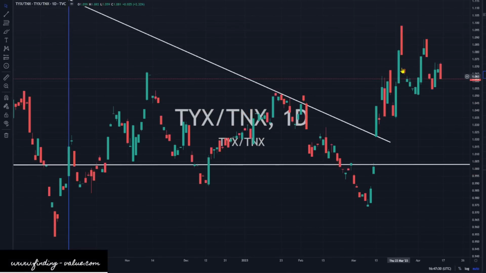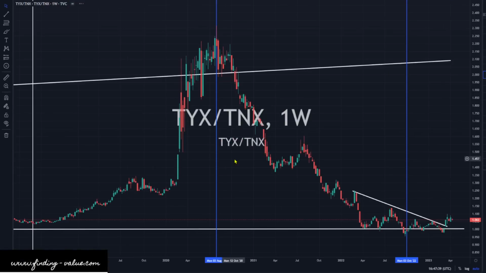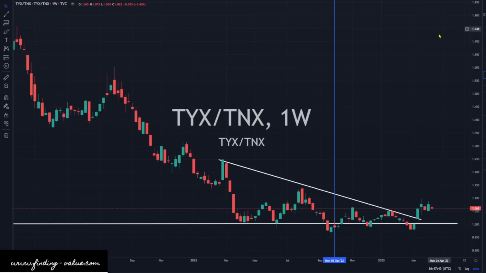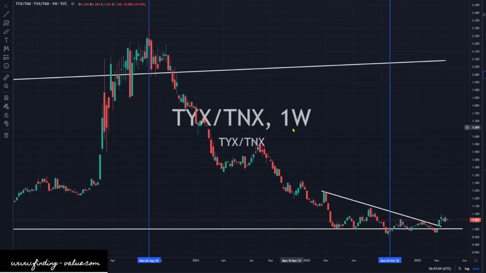So let me get the gold out of there. You can see this ratio we've broken out. And yes, it could fall and come back down here before heading higher. Not saying I know the exact path. No one does. But it looks positive for this ratio to continue higher in the short term, medium term, and long term. So we have all those time frames that are linking up. Gold is also moving higher, which is more information to solidify our thoughts around the TYX TNX ratio.